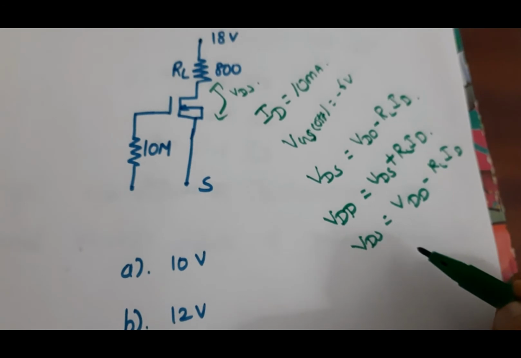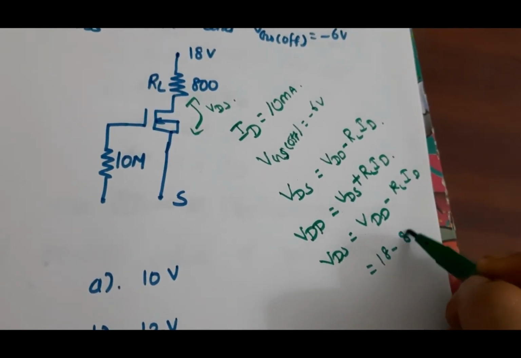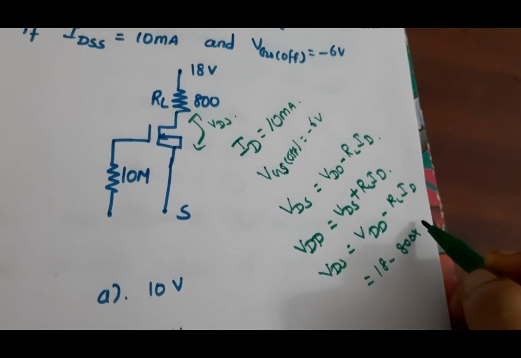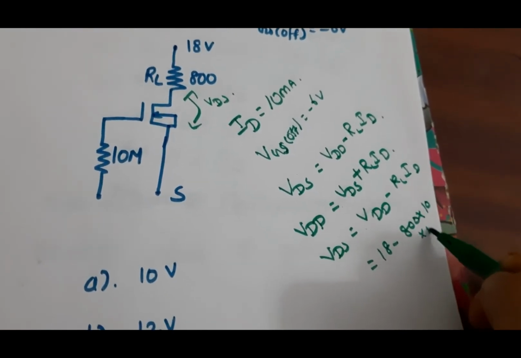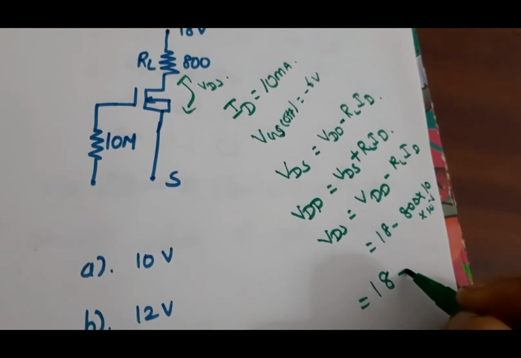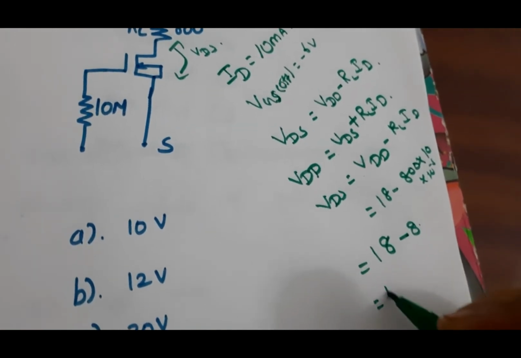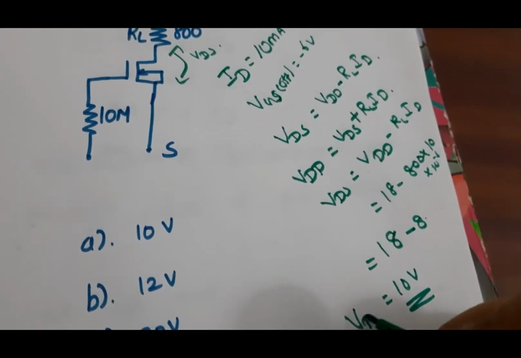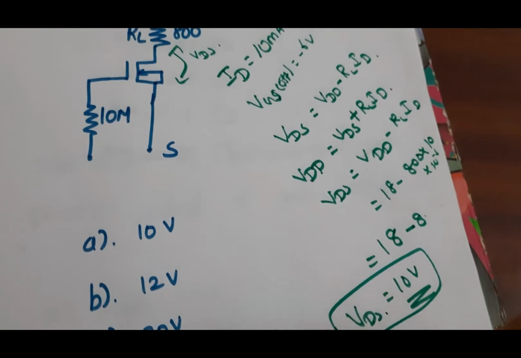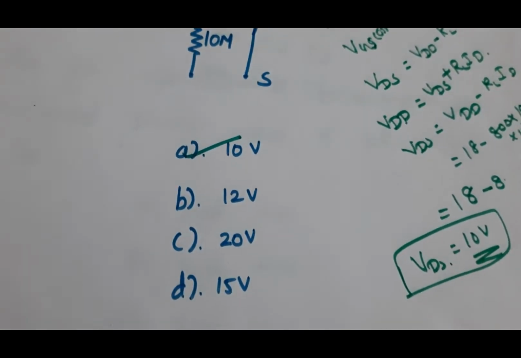So we know all the values. VDD is 18 and RL is 800 and ID is 10 milliamps. So 10 into 10 to the power minus 3. So that becomes 18 minus 8. So that will give 10 volt. So VDS is equal to 10 volt. So here the answer is A, 10 volt. A is the answer.